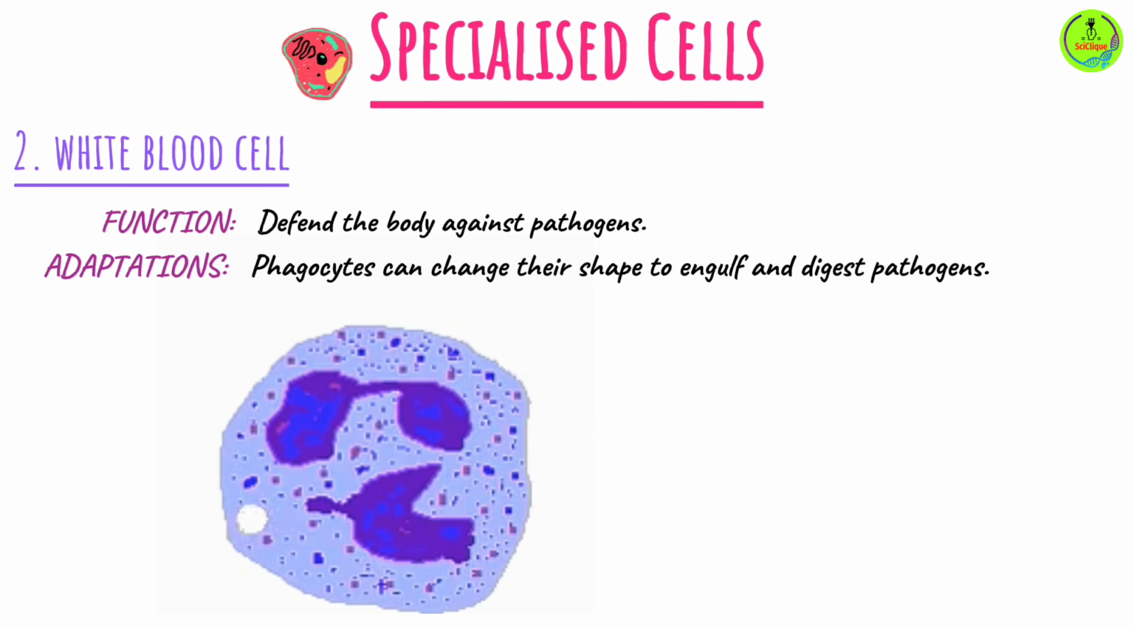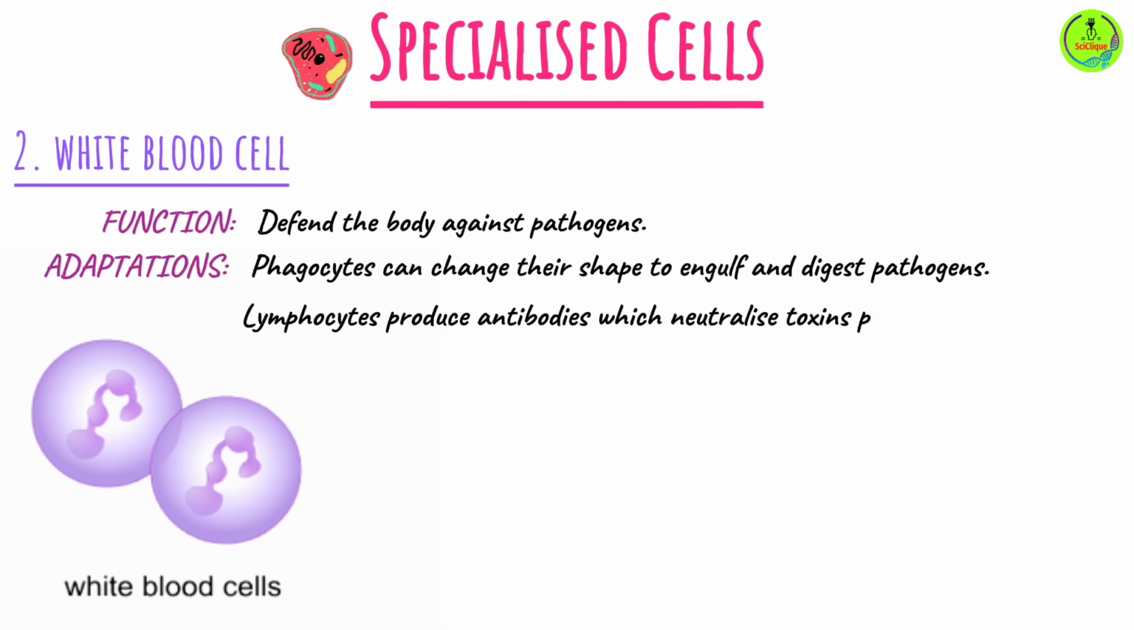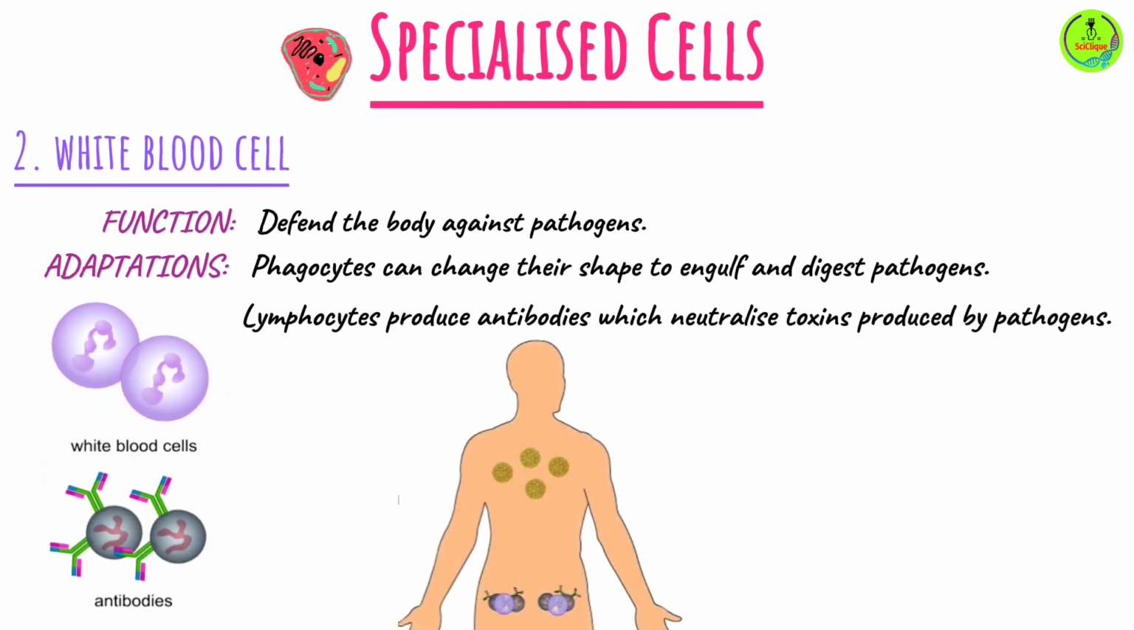Now, another is that we also have a different type of white blood cell known as lymphocytes. Lymphocytes produce compounds known as antibodies. Antibodies neutralize the toxins that are produced by the pathogens, therefore protecting our body from microorganisms.